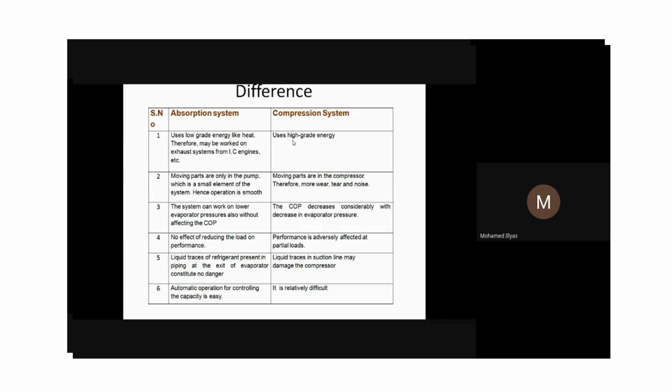In that way, because the compressor needs obviously high grade electrical energy, that's why we call it a high grade energy. And the power consumption will be more when we use vapor compression refrigeration. Now we will have some more technologies related to the vapor compression refrigeration.